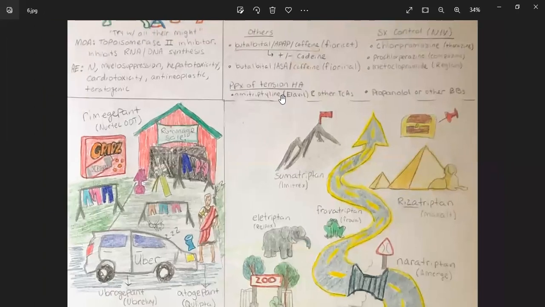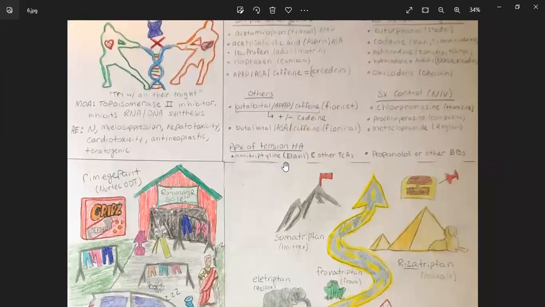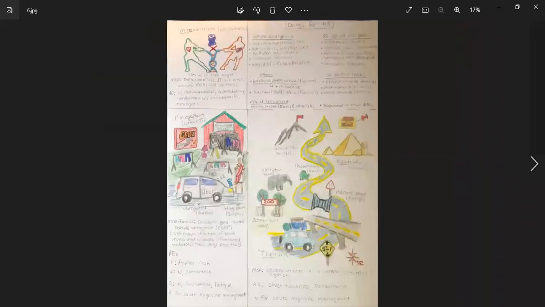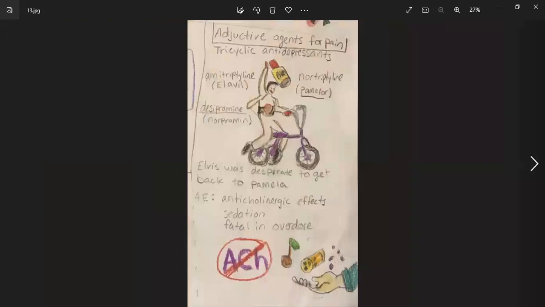And then prophylaxis for a tension headache, again, is this Elavil and then propranolol. Let me show those real quick. Close your eyes if you're dizzy. Okay. So Elavil is a tricyclic antidepressant. So we have Elavil, and there's a whole story behind this.